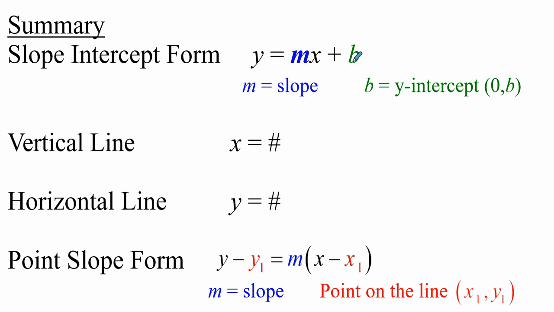Vertical lines, we know, only have an input value, so you'll see those written as x equals whatever number the input is. A horizontal line has the same output value, so you're going to see those equations written as y equals an output number. We know that the vertical line has a slope that is undefined, and the horizontal line has a slope that is 0. The other way to write an equation for a line is your point-slope form.